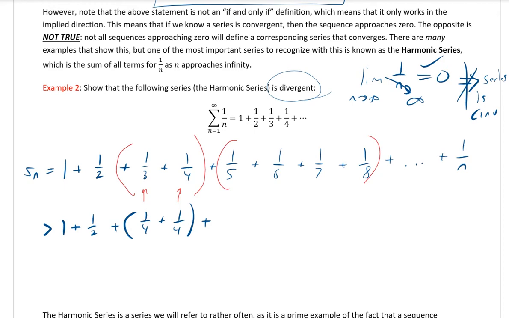I'm going to do 1/5 over to 1/8, and I'm actually going to group 4 of these. And I'm going to show that it is greater than if I were to replace them all with 1/8. 1/5, 1/6, 1/7 are all bigger than 1/8. So if I replace them all with 1/8, I know that I'm creating a smaller summation, or a smaller partial sum.